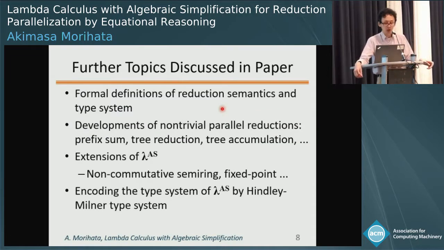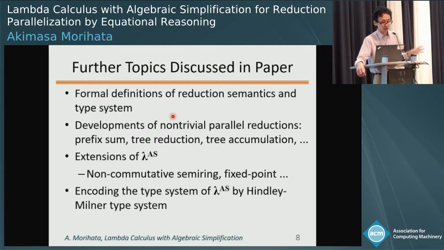The paper contains more discussions, and of course, the paper contains a formal definition of reduction semantics and the type system, and also a proof of these theorems. In addition, the paper contains the development of more non-trivial parallel reductions, including prefix scan, prefix sum, tree reduction, and even summarization based on tree accumulations. And the paper also discusses some extensions of this lambda calculus, including dealing with non-commutative semirings and introducing fixed point operators.